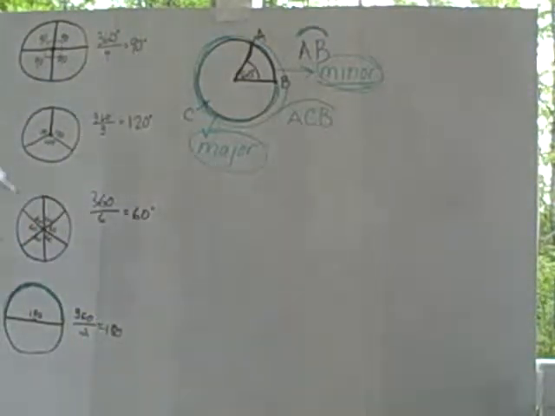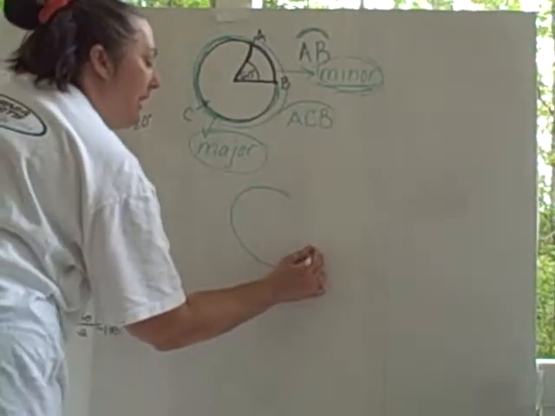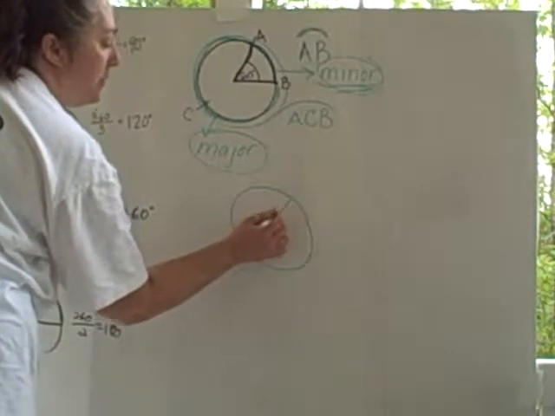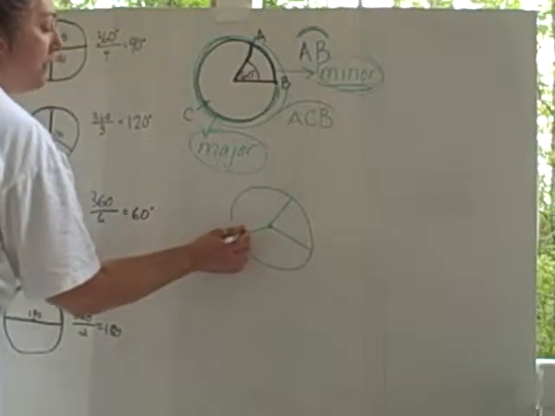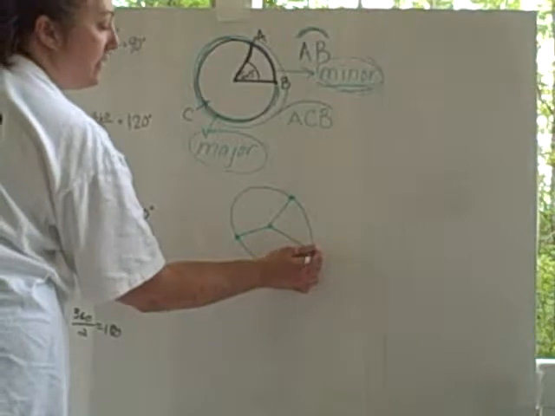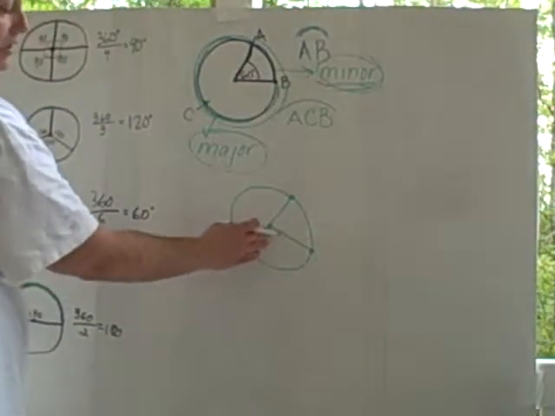symbolizes an arc. We're going to take a look at one more example of how a circle can have a couple of different central angles, and you have to be able to identify whatever central angle that they're referring to. So this time we're going to take a circle. We're going to put 3 endpoints on the circle, and we're going to make sure we put the center in the middle.